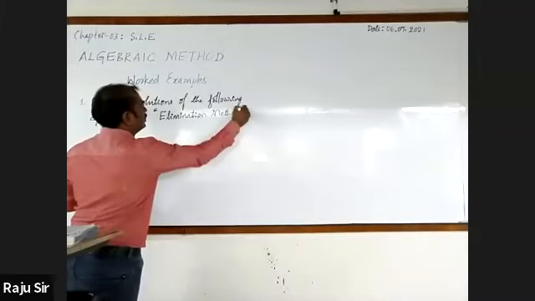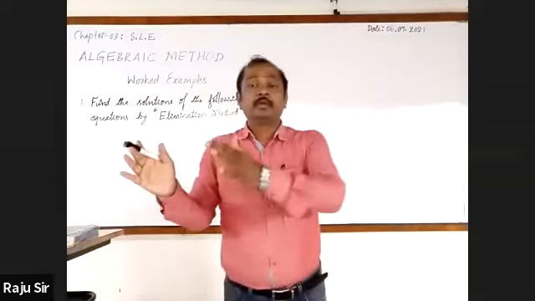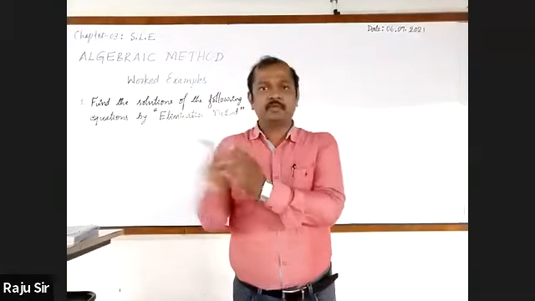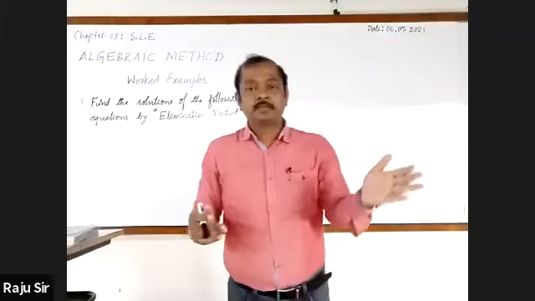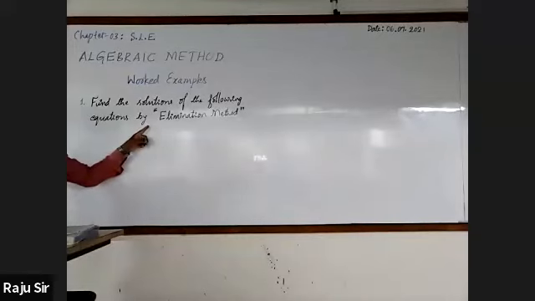In the textbook, you might have observed that first they have given substitution, but I am moving in the order of difficulty. The first one is very easy, so eliminate, which is elimination. Next, followed by it, substitution. At last, cross multiplication. Find the solution of the following equations by elimination method.